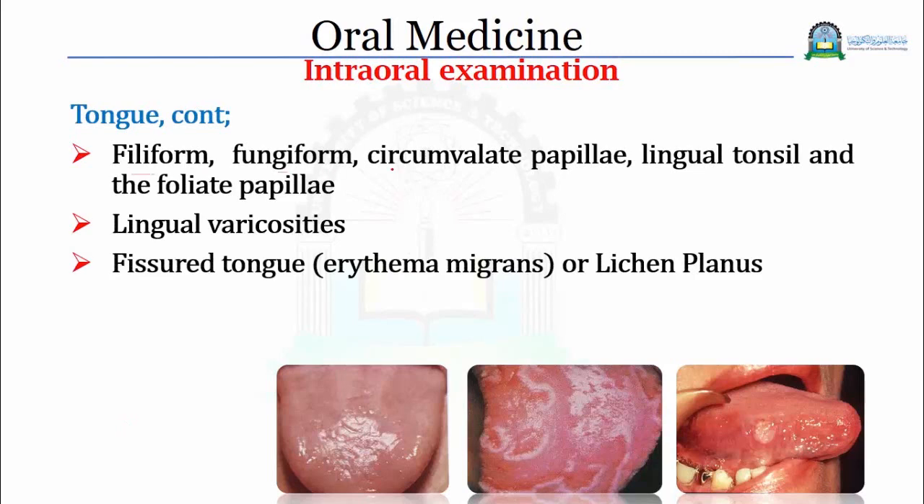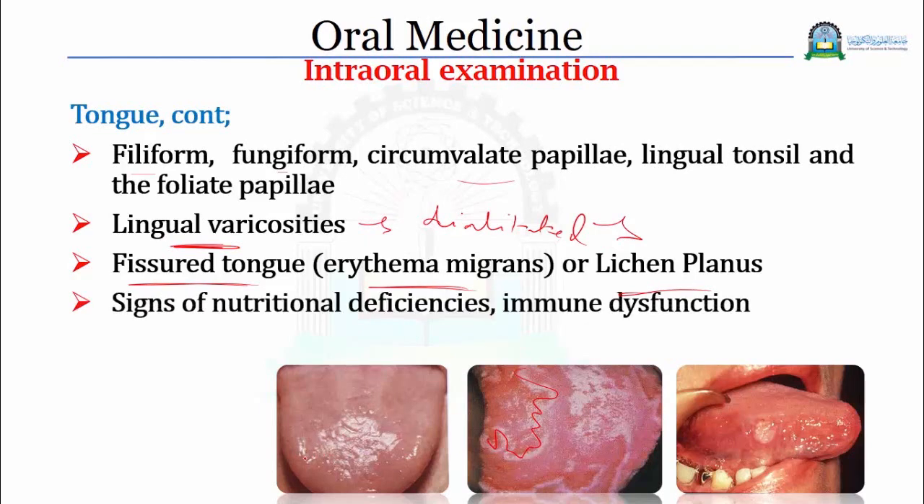Filiform papillae, fungiform papillae, and circumvallate papillae are the papillae presented on the dorsal surface of the tongue and should also be examined. Lingual varicosities: the sublingual veins may be dilated, especially in old patients. We can also find a fissured tongue, erythema multiforme, lichen planus, or erythema migrans, or what we call geographic tongue.